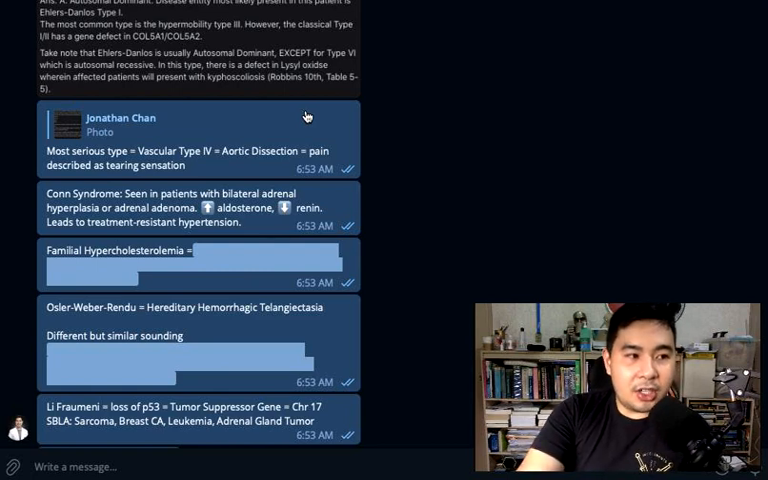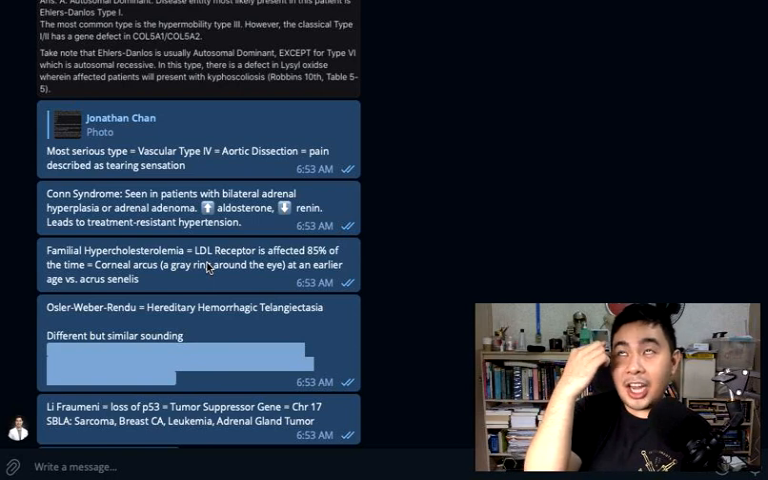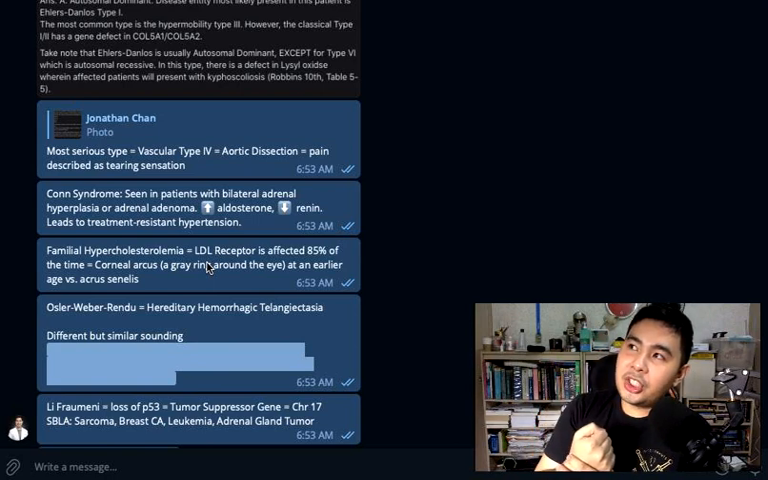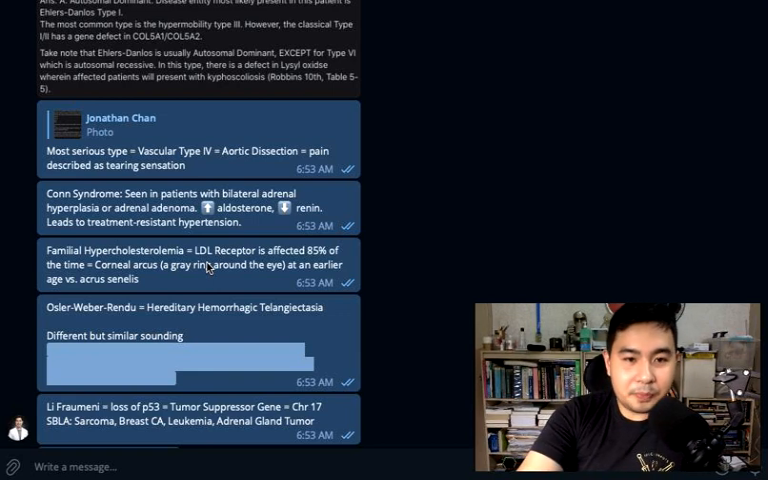Familial hypercholesterolemia. I associate it right away with an LDL defect, low density lipoprotein, because this is a mutation found in 85% of the cases. A classic buzzword that you would see there would be a corneal arcus, the grayish ring around your eyes, which would actually be not that pathologic. If you see it in an older patient, this would present as arcus senilis. But if you see it in a younger patient, you'd be like, does this guy have familial hypercholesterolemia?